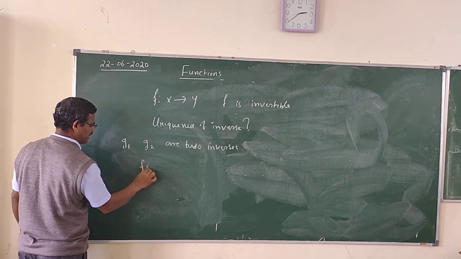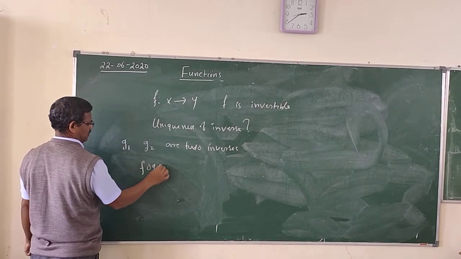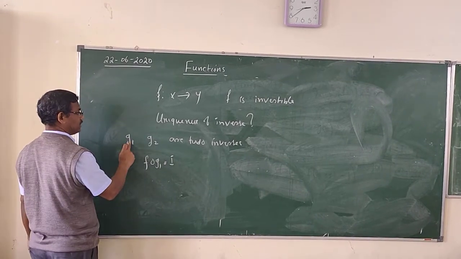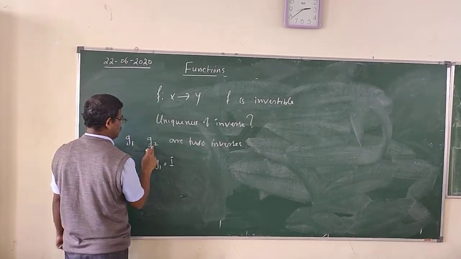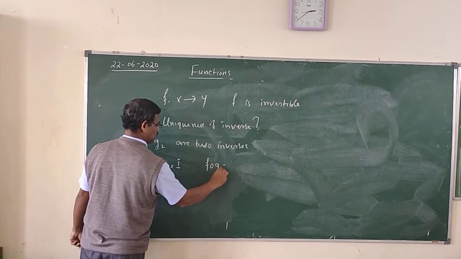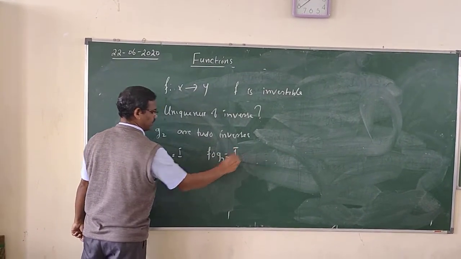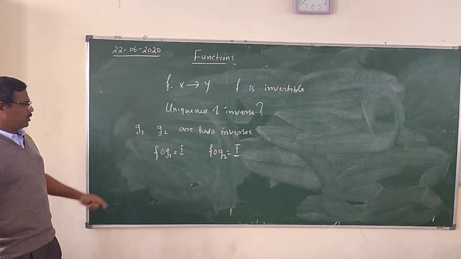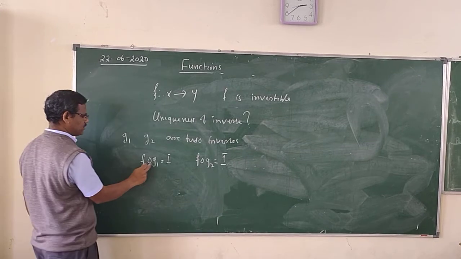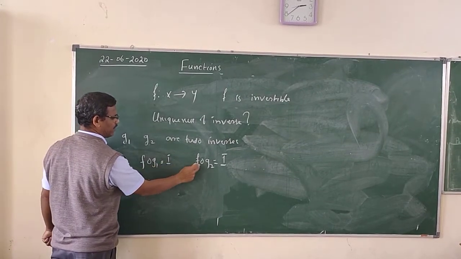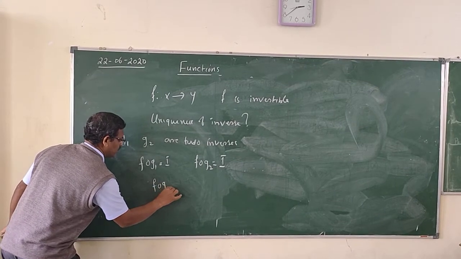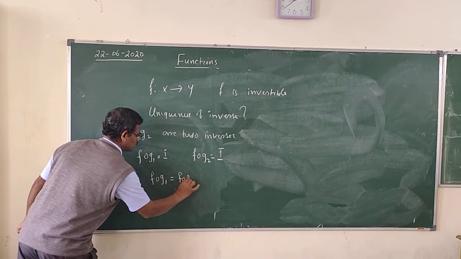So it shows that f dot g1 is equal to I because it is the inverse of this one, and g2 is another inverse. So f dot g2 is also equal to I, because we have mentioned that both are inverses of this one. You can see that f dot g1 is equal to I and f dot g2 is equal to I. From that we will get that f dot g1 is equal to f dot g2.